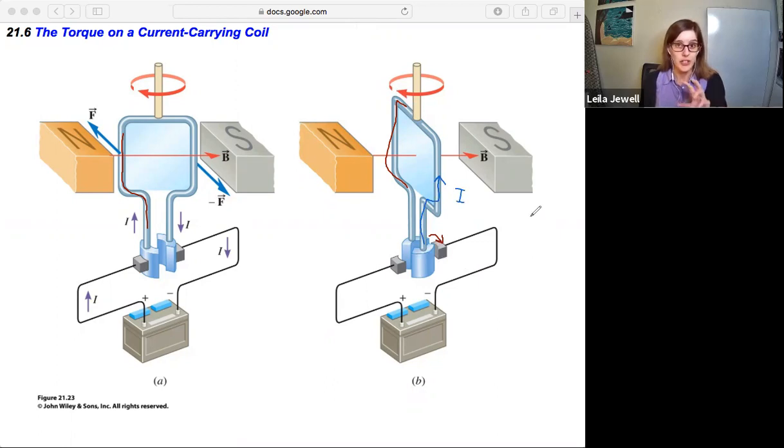And that will then boost it. It will give it torque to continue rotating in that same direction. So this is a really clever, simple setup that doesn't take up a lot of space and can get things spinning. And there we have the torque on a current carrying coil.